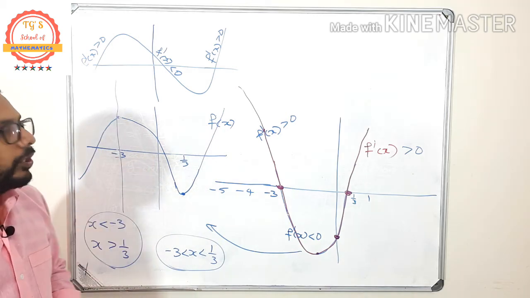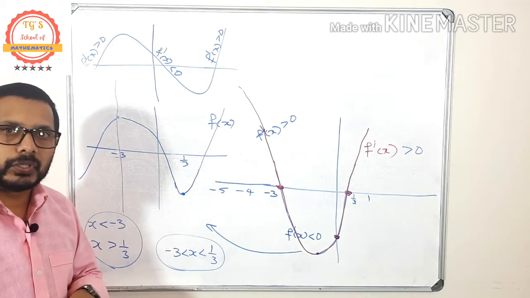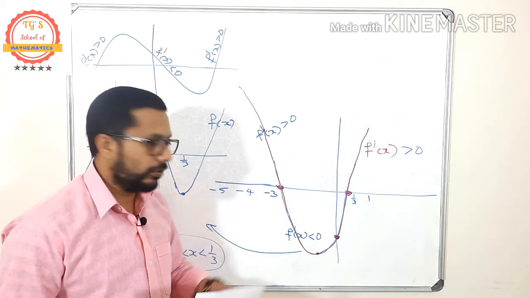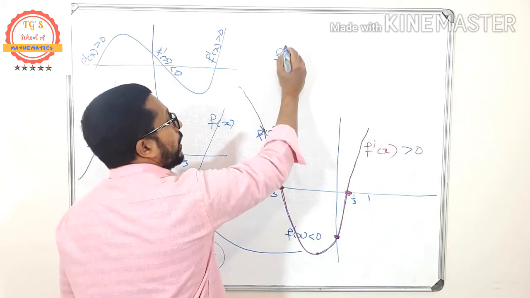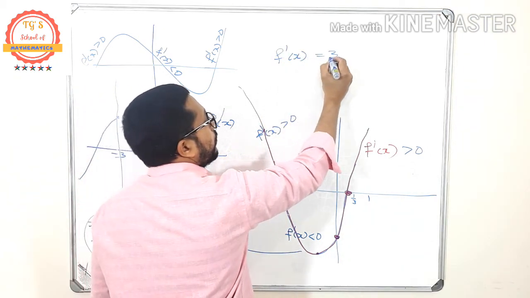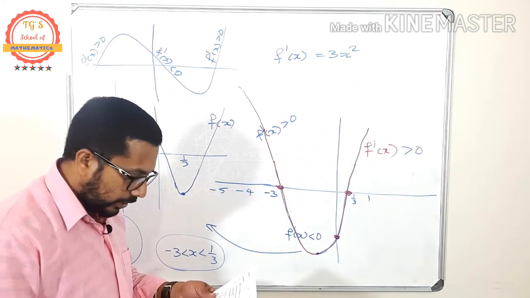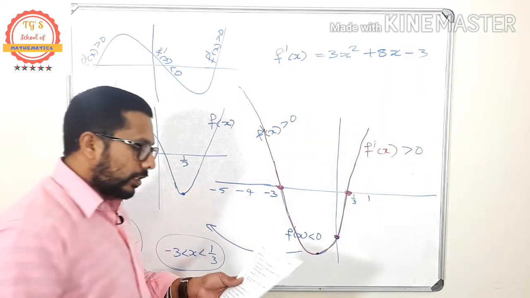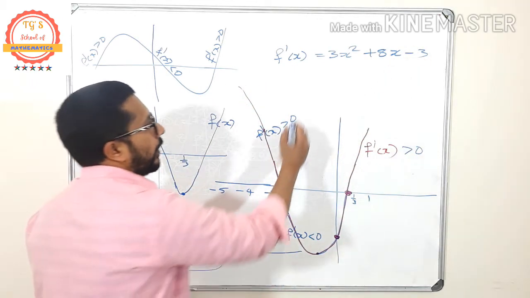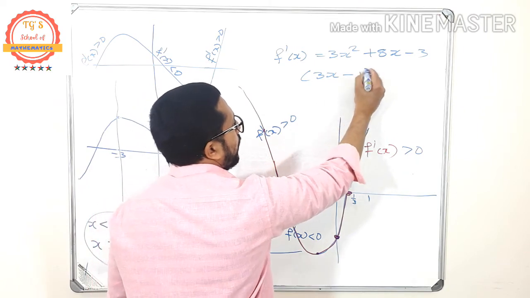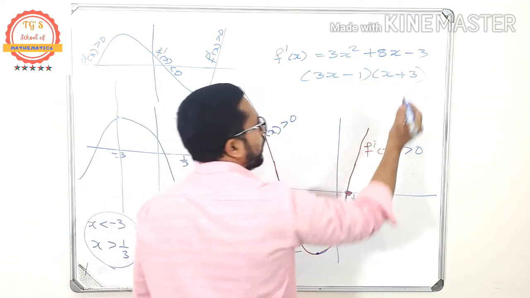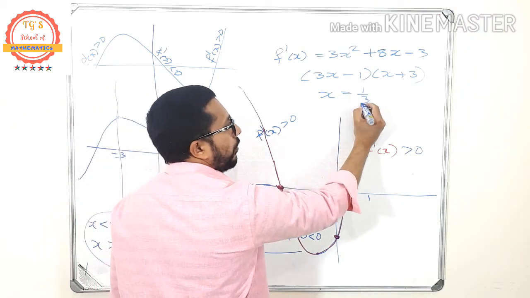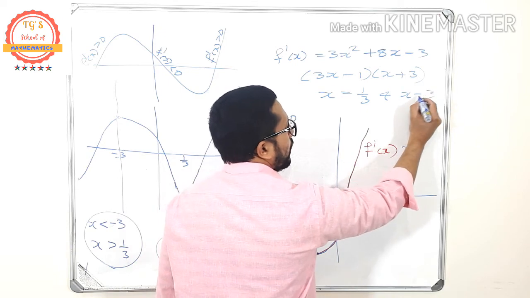Now when you write your exam, if you have a question like this, what you have to do is just factorize this quadratic equation. What was our quadratic equation? F dash of x is equal to 3x squared plus 8x minus 3. You just factorize that one. What are the factors? 3x minus 1 into x plus 3. These are the factors. So from there you can find the values of x: x is equal to 1 over 3 and x is equal to minus 3.